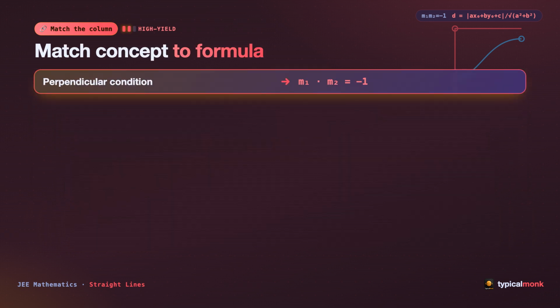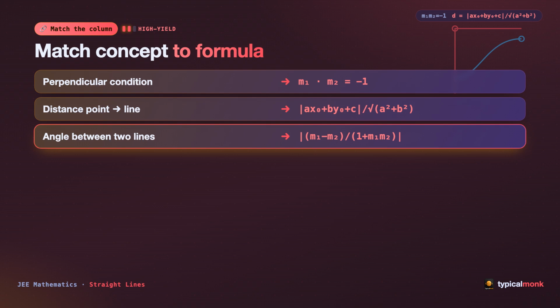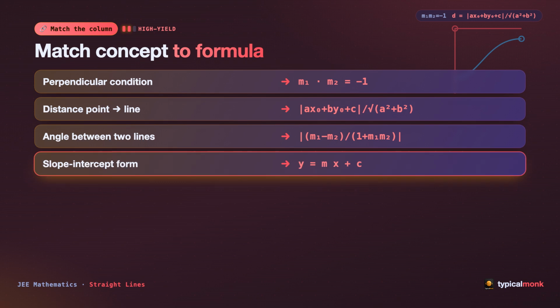Now match each concept to its formula. The perpendicular condition goes to m1 times m2 = −1. The distance of a point from a line goes to the modulus of (ax0 + by0 + c) over the square root of a² + b². The angle between two lines goes to the modulus of (m1 − m2) over (1 + m1m2). And the slope-intercept form goes to y = mx + c. 4 pairs, and every one of them is worth committing to memory.